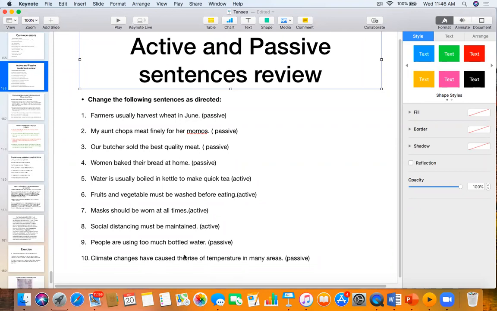Okay. All right. So lots of practice. It becomes automatic if you practice a lot.